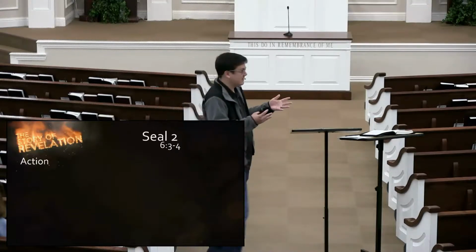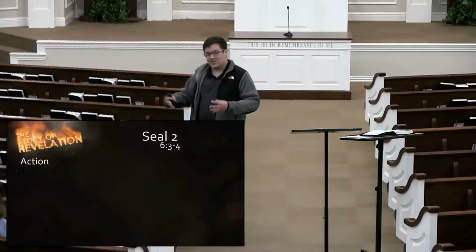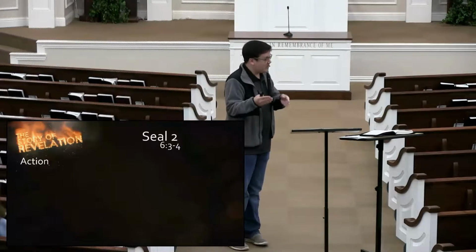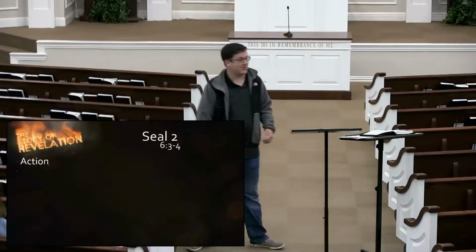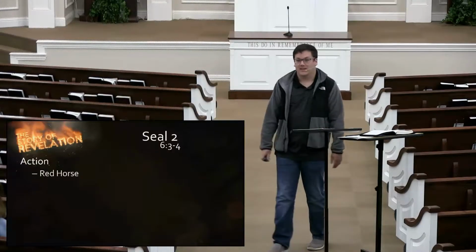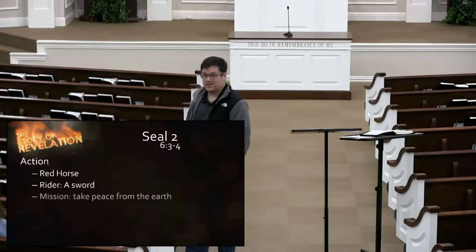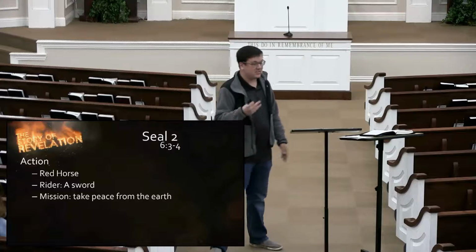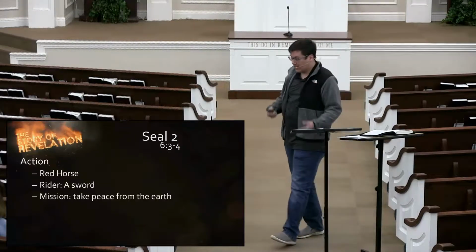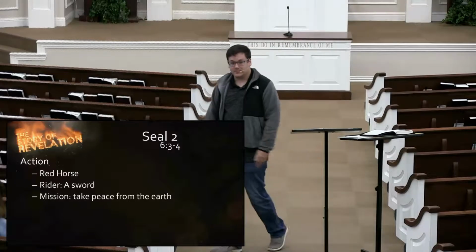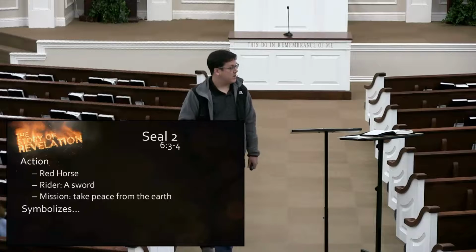A horse, okay? We have a horse and a rider, the same way we had in the first seal. Here's a little hint. That's going to be what we see in seal 3 and 4 as well. So when I ask that question later, you know what the answer is. We have a red horse with a rider who has a sword in his hand. And his mission is to take peace from the earth. War breaks out as a result of this rider coming. So the question, what does this symbolize?